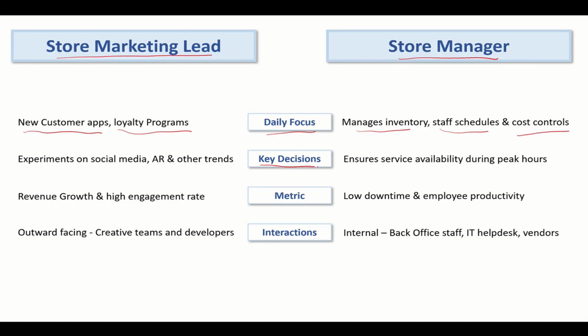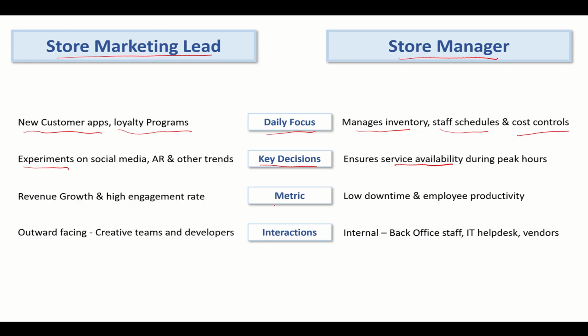The second parameter, key decisions, taken by a store marketing lead is about experimentation, research and development on different platforms, which include social media, using AR, which is augmented reality, and other trends. Talking about the store manager, the responsibilities and key decisions are about the availability of the service, especially during the peak hours when the customer footfall is at its max.